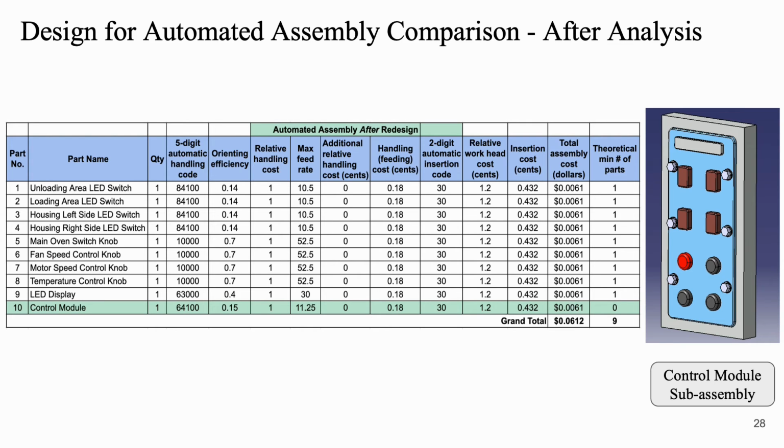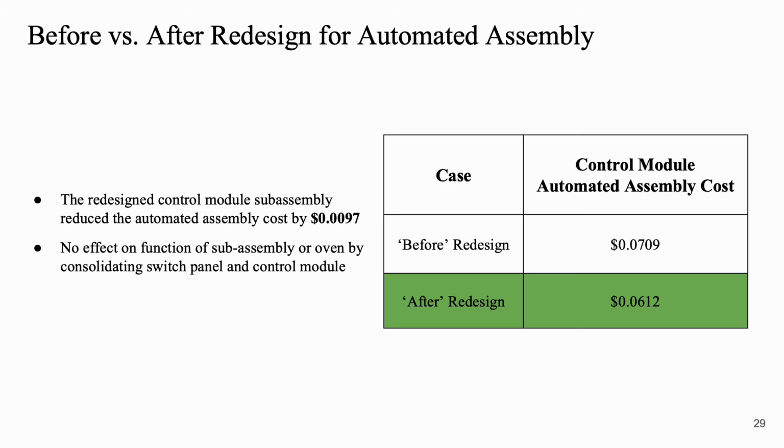After redesigning parts for automated assembly, we reanalyzed the subassembly for automation, and we are getting 6 cents as a total assembly cost. Finally, the function analysis was carried out to see if we are impacting any functions. So we are impacting no functions, and we were able to save cost by about 1 cent.